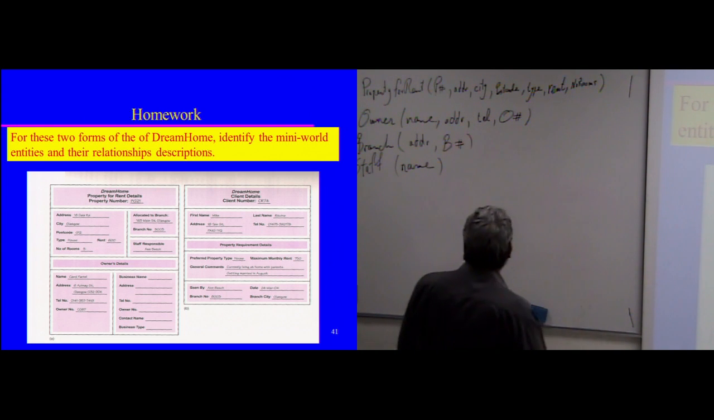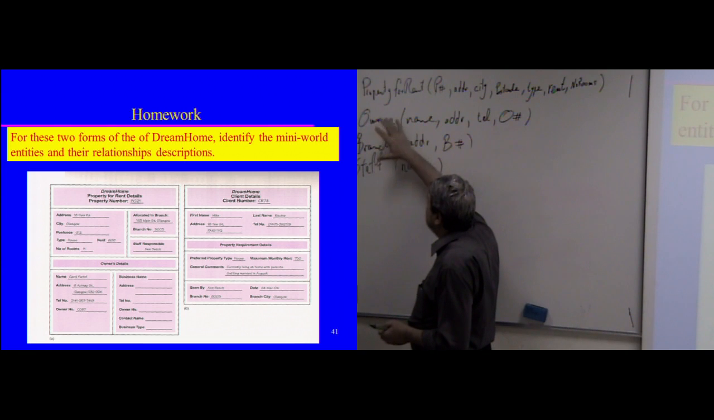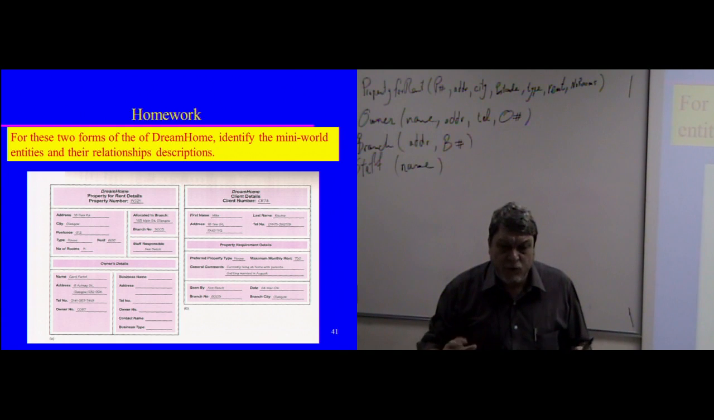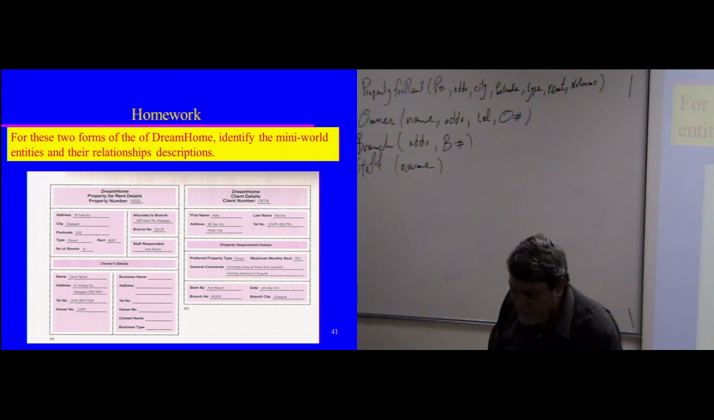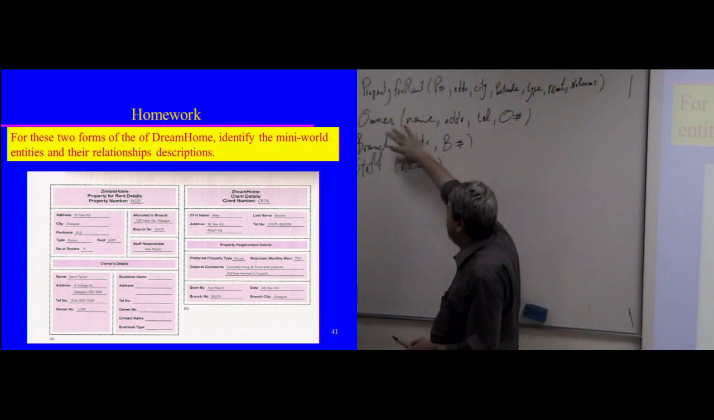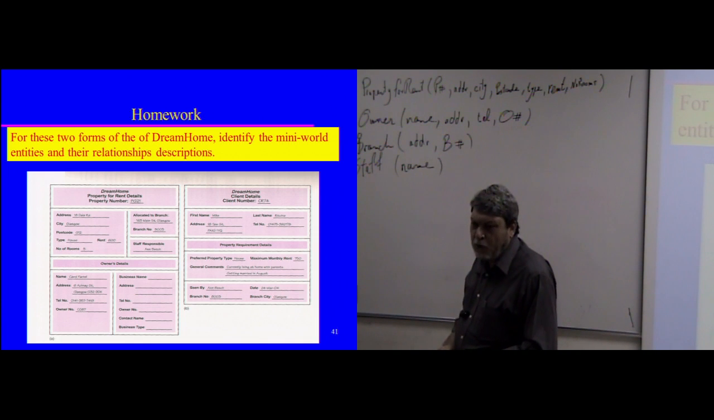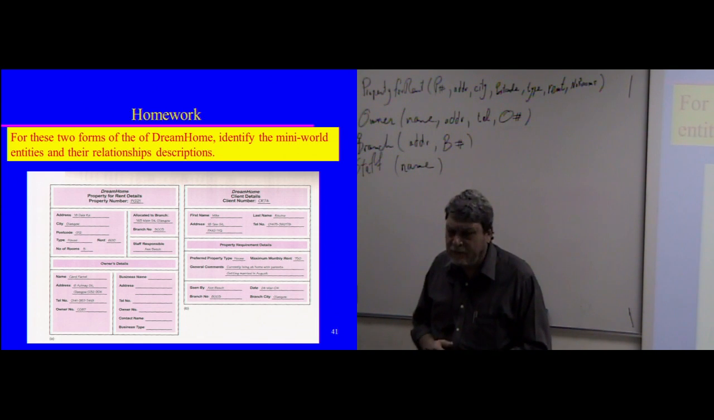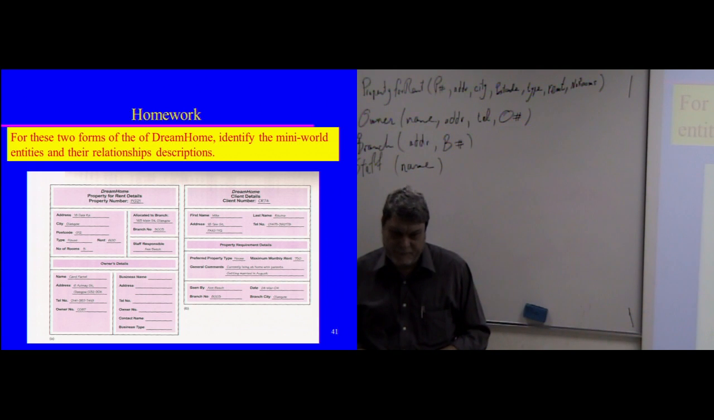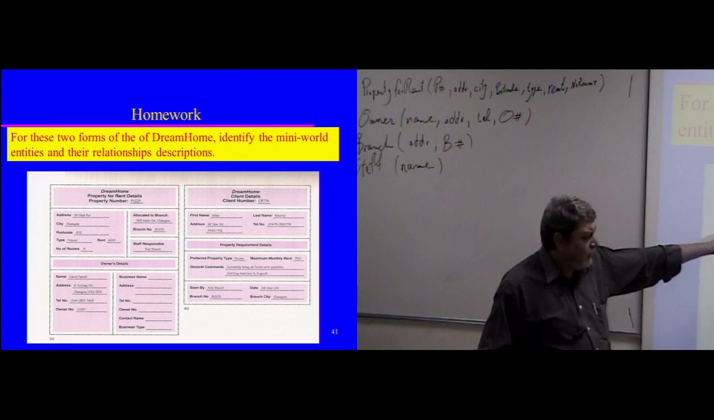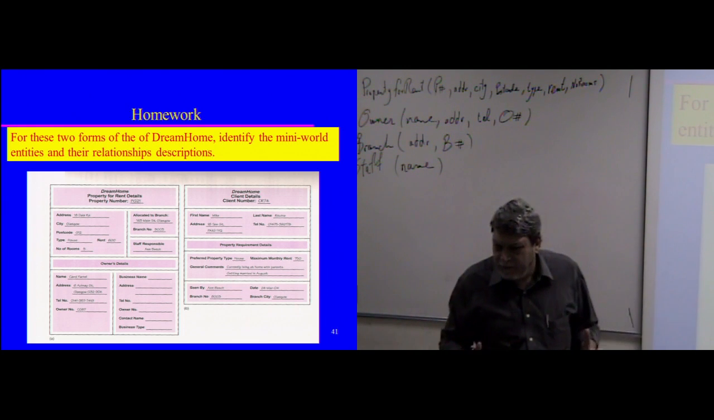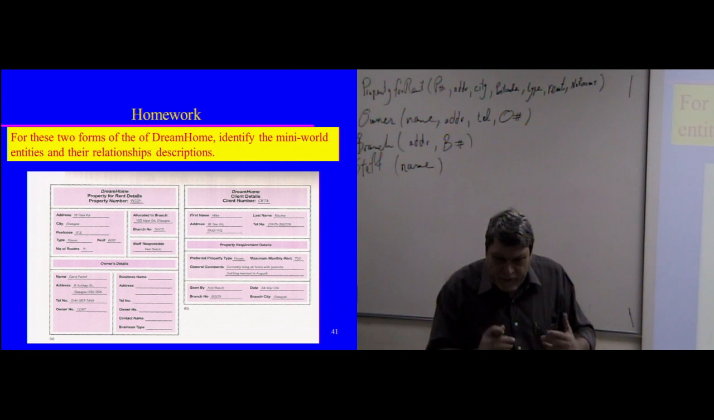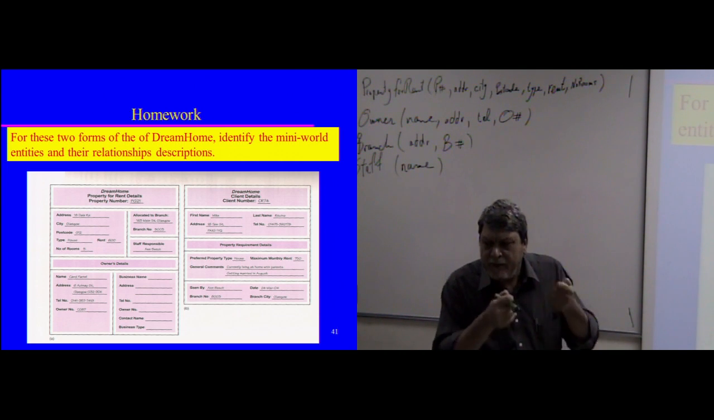So let us take two of them and ask ourselves, do they relate? Is there a relationship between them? Let us try this exercise for every two of those. Of course, the focus in this form is on what? The property for rent, right? This is the title here. The title of the form is property for rent details. So this whole form is for the property for rent.